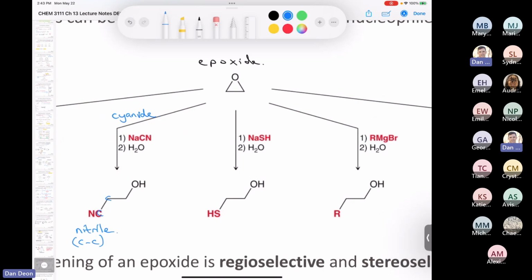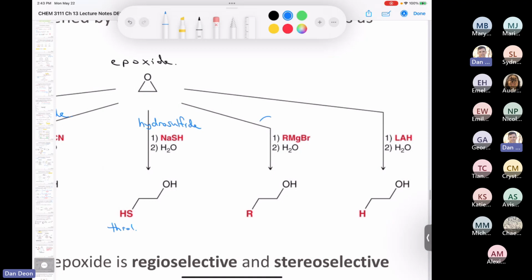The next one, this ion, SH minus, is called hydrosulfide. Hydroxide is OH minus, hydrosulfide is SH minus. In that case, you would make a thiol. All right, and we're still not done. If you hit it with a Grignard, you're going to make a carbon-carbon bond. And then if you hit it with a hydride, like lithium aluminum hydride, you're going to add a hydrogen or a proton, whatever you want to call it.